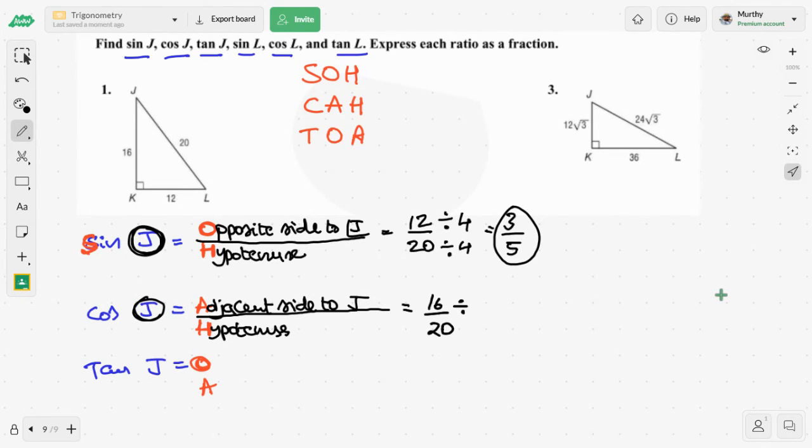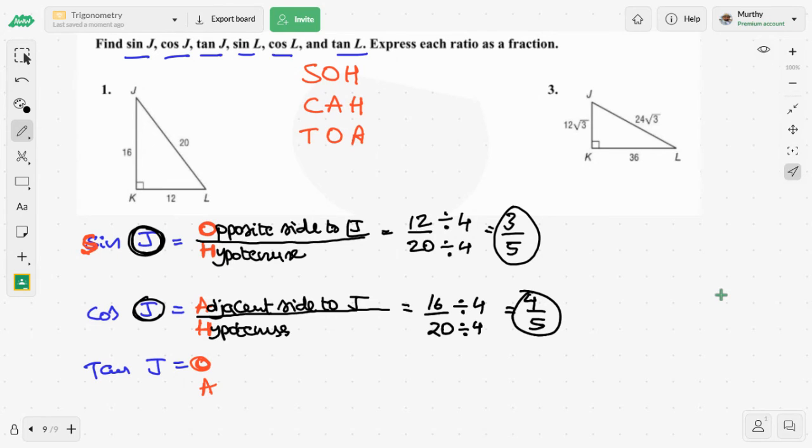Then can you divide both these values by any number? Obviously yes, it is 4. Therefore 16 divided by 4 and 20 divided by 4, that gives me 4 over 5.